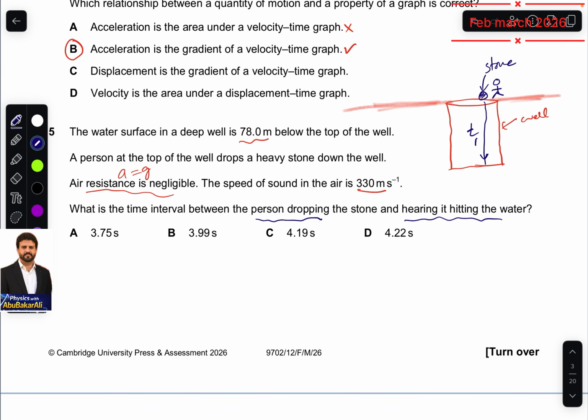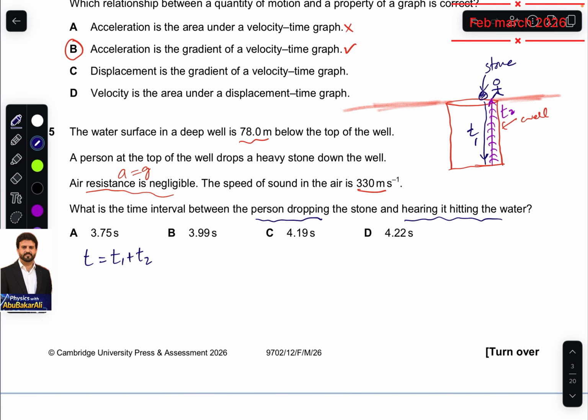When the sound reaches the person from the bottom of the well, the sound wave goes up and up and up like this, and then the person hears it. Let's suppose this time is T2. What we have to find is T, which is basically T1 plus T2.